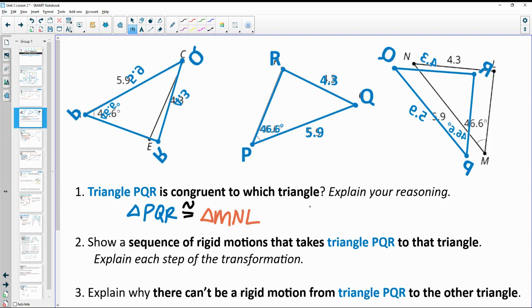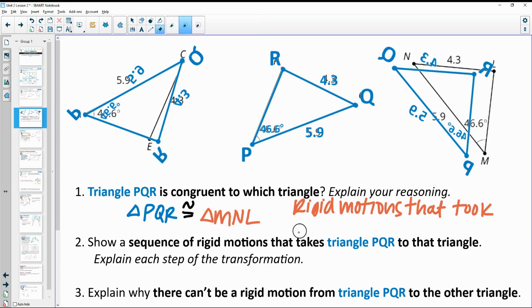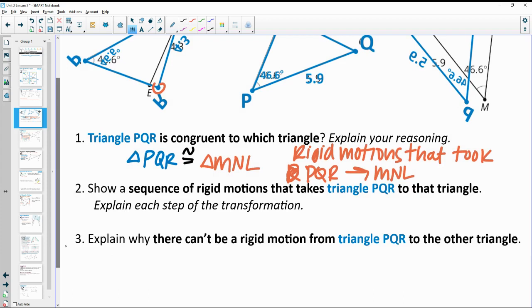And your explanation would be that you did some rigid motions, right? So you did rigid motions that took triangle PQR exactly to MNL. So it lined up exactly, where this one, all three vertices didn't line up.